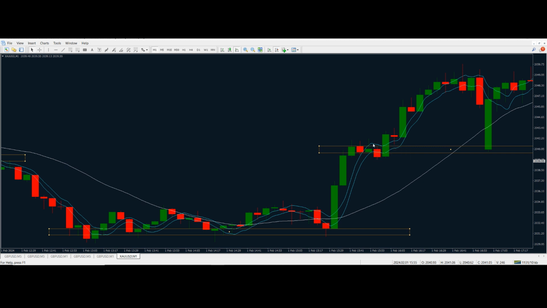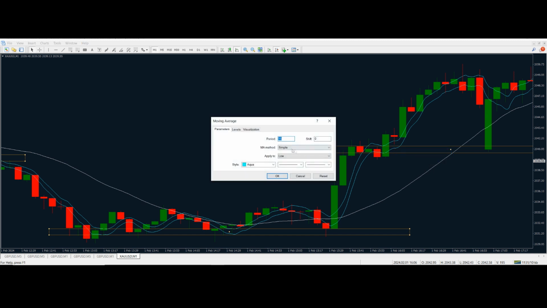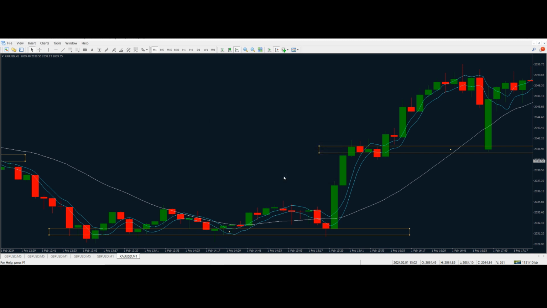This is the 15 period. Let me show you. This is the 15 period simple low and the 15 period simple high on the 1-minute chart. So that's it.